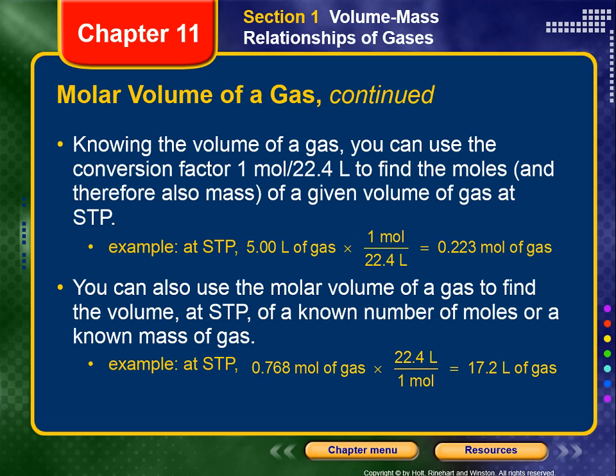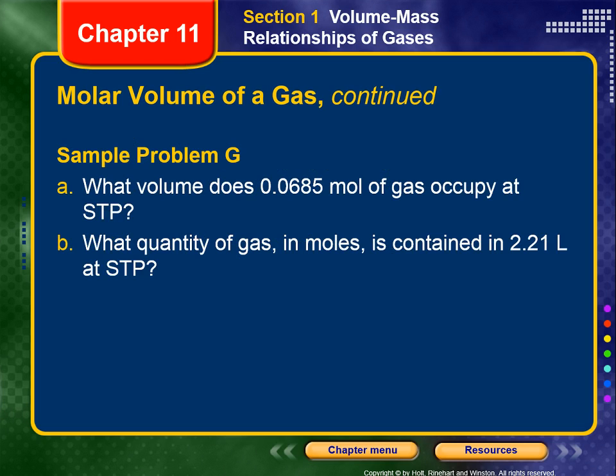You can also use the molar volume of gas to find the volume at STP of a known number of moles or a known mass of a gas. So instead of starting with liters of a gas like we do in that first example, we can start with moles of that gas, use this same conversion factor, just invert it so that moles cancel, and now we're left with liters. We can calculate the volume of that amount of gas.